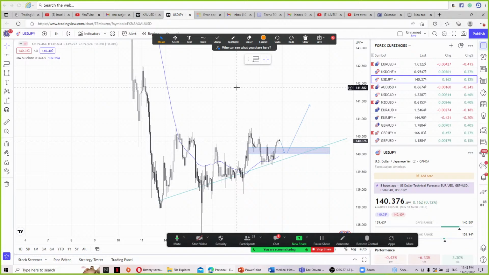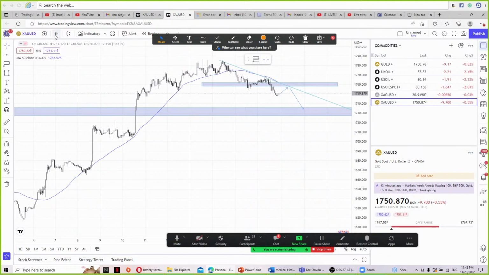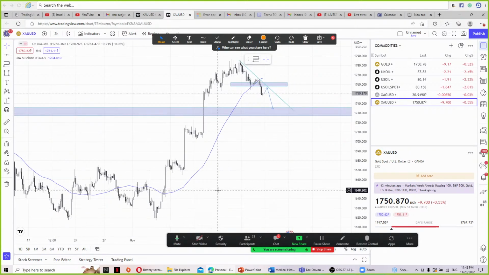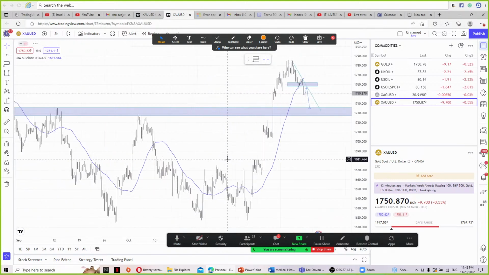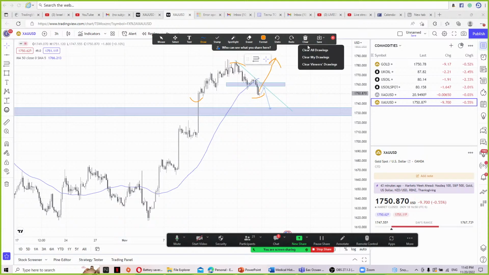Gold has formed a heads and shoulders. After heads and shoulders, what else do you guys really see? Because where's the heads and shoulders? Show me. Where's the heads and shoulders? I don't see any heads and shoulders. Nah, this is not a heads and shoulders. Bro, this is not a heads and shoulders.